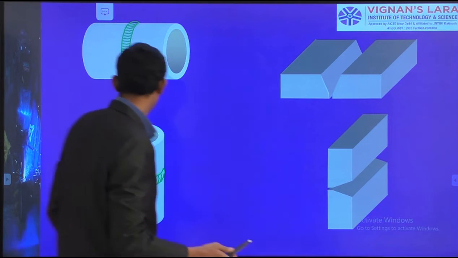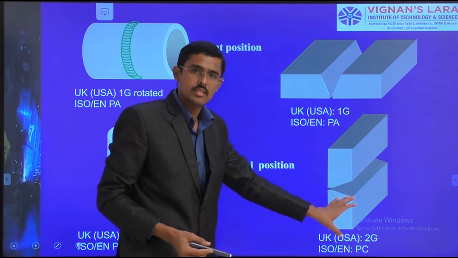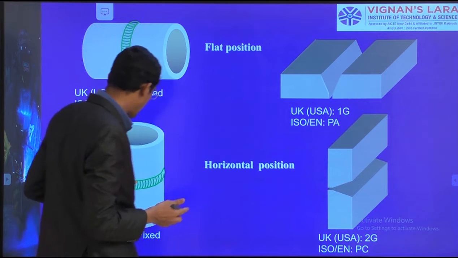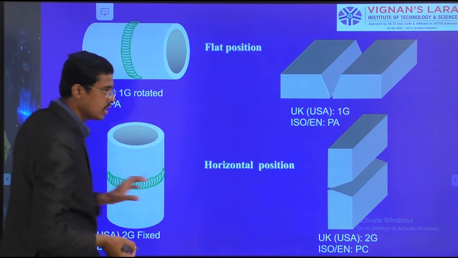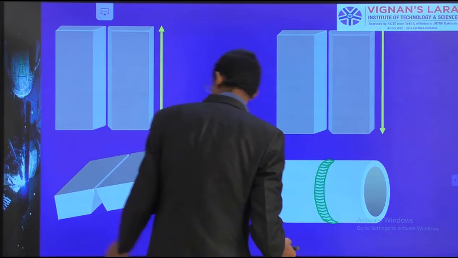So next, I am keeping the plate. Pipe horizontal is 2G. Plate horizontal, what is it then? It is also 2G.